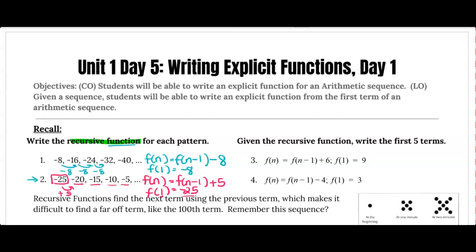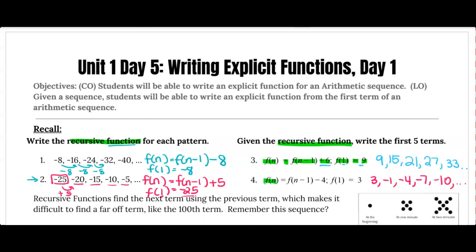Going backwards from that, if we are given the recursive function and we want to write the first 5 terms, we see that the first term here should be 9, so we write 9, and then we see that we are adding 6. Because remember, this says the next term is the previous term plus 6. The first term is 9. So the next term here would then be 9 plus 6, which is 15, plus 6 is 21, plus 6 is 27, plus 6 is 33, and that is that one. You guys try number 4.